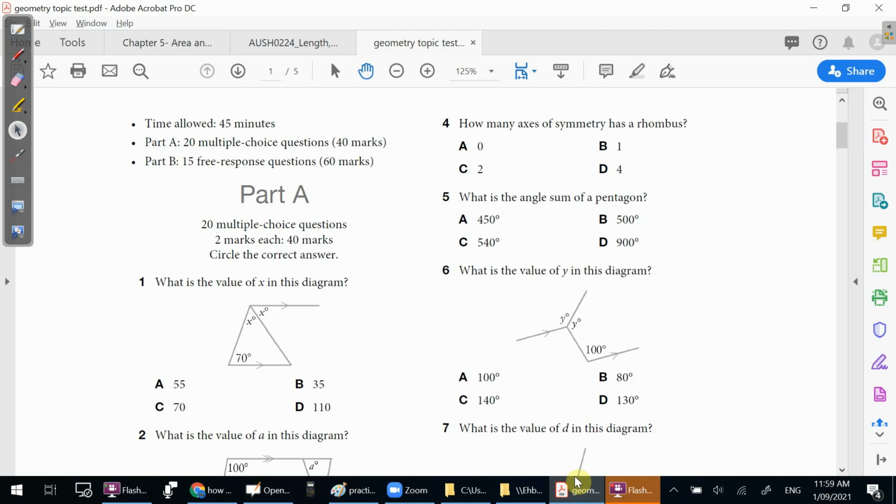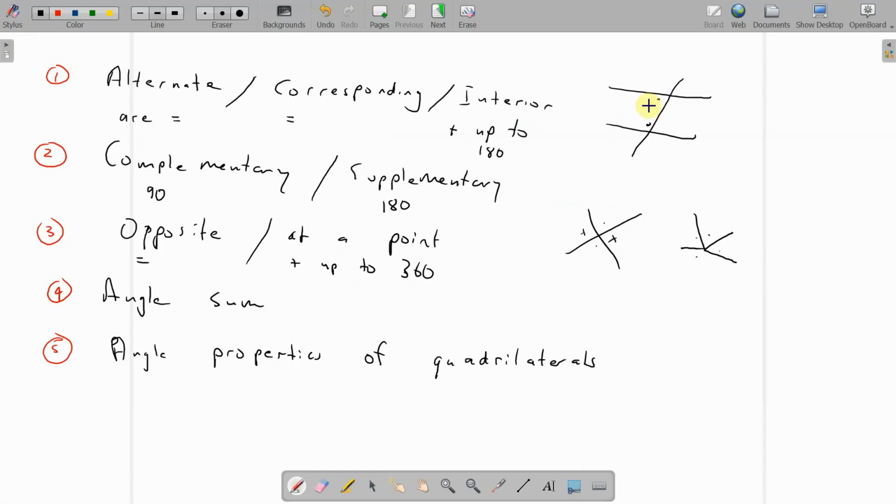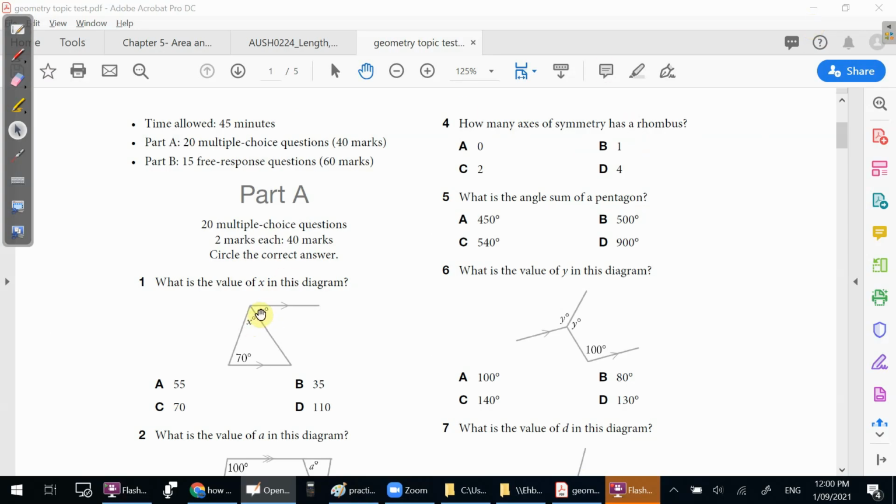Let's have a look. Now, this first one, the value of x. What I notice first is that we've got parallel lines. And that means that inside it, this angle here and that one there looks like they fit into the category of interior angles, which add up to 180. So the two x's and the 70, they both add up to 180.